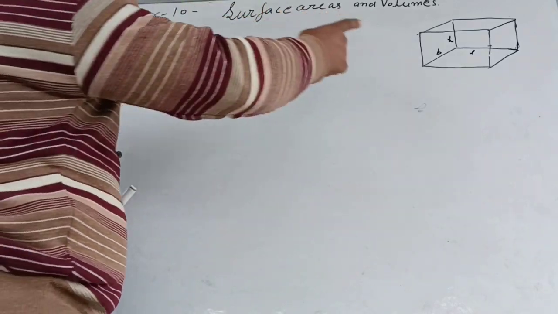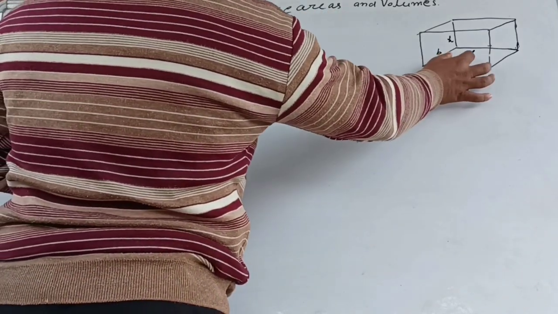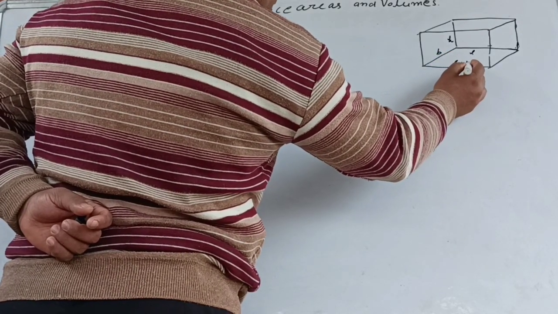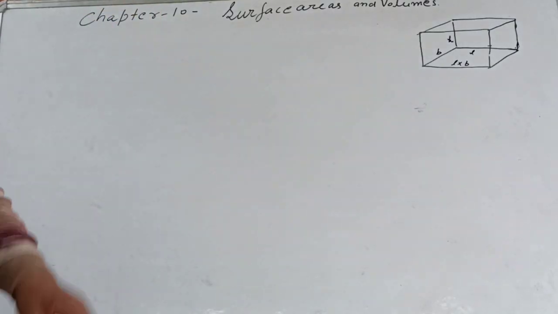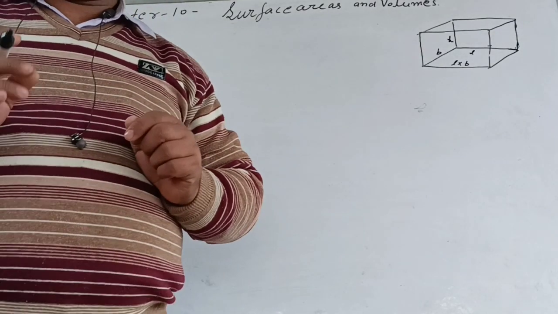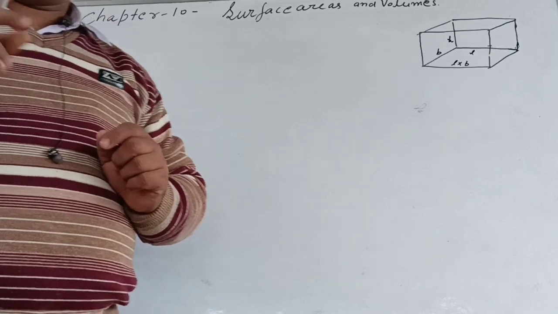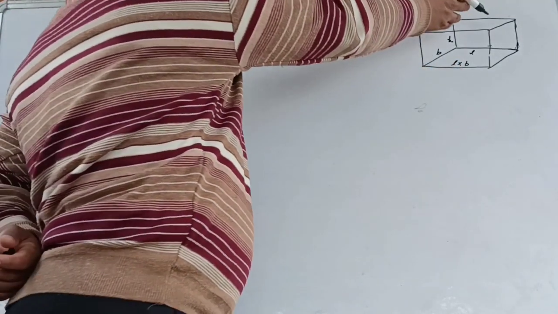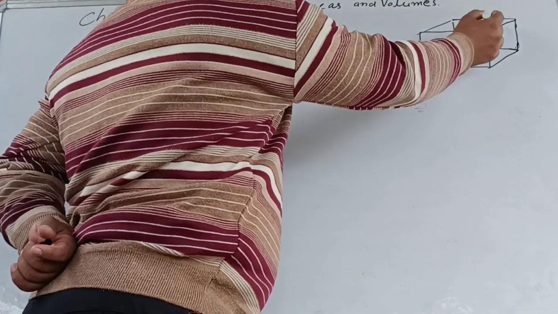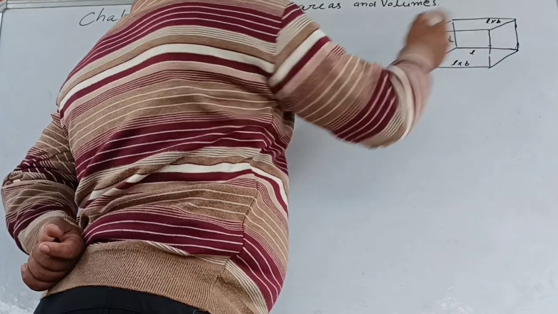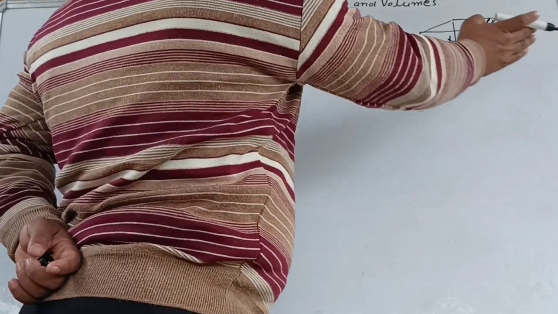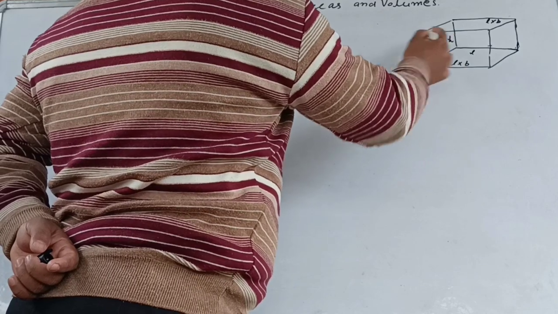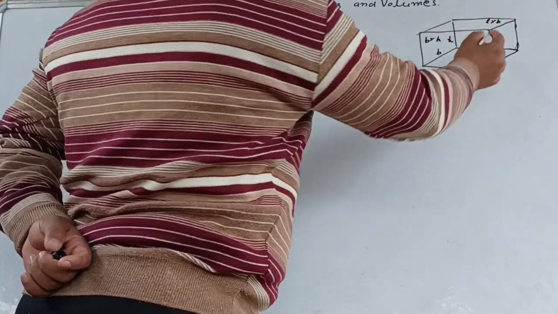Suppose you see in your figure, area of floor is equal to L into B, length into width. We know that all faces are in the form of a rectangle. Area of base is equal to L into B. Area of top, means ceiling, is also L into B. Area of left and right wall is breadth into height, and this area is also breadth into height.